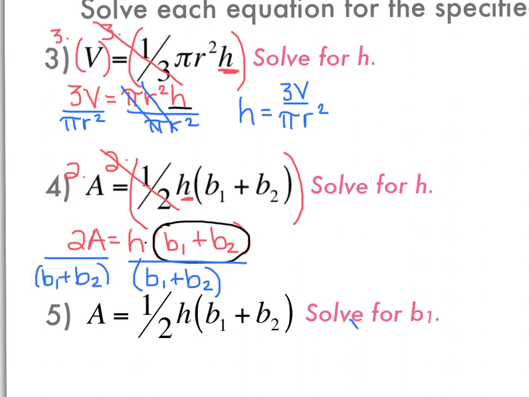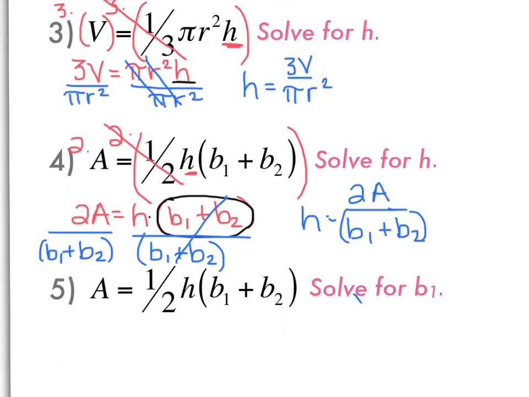So when there's a whole parenthesis that's being multiplied by something and you're trying to get rid of that whole parenthesis, you can do it with division. And that's going to cancel out this whole thing. So now for my final answer for h, I get h equals 2a over b1 plus b2. Okay? So that's how I would solve for h there.